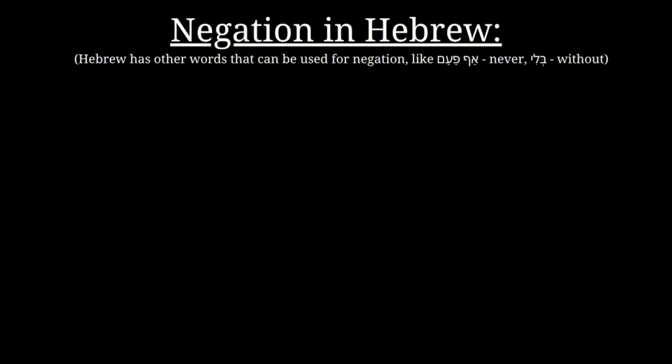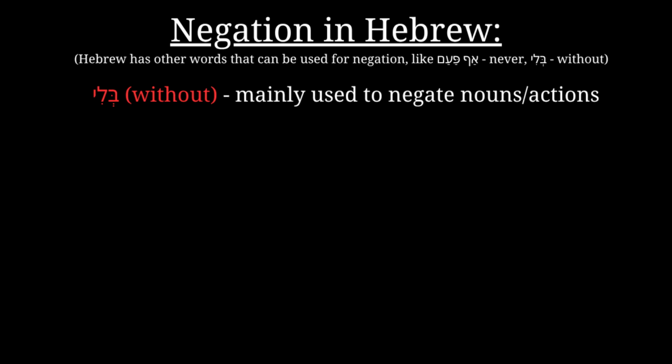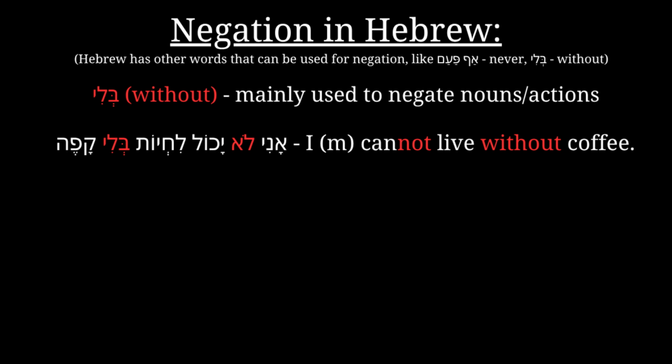Furthermore, Hebrew has other words that can be used for negation, like af pa'am, never, and bli, without. When using bli, this word is mainly used to negate nouns or actions, like saying אני לא יכול לחיות בלי קפה. I, masculine, cannot live without coffee.